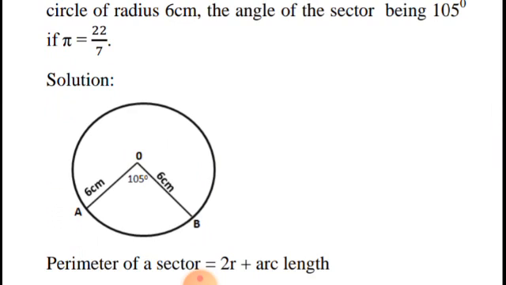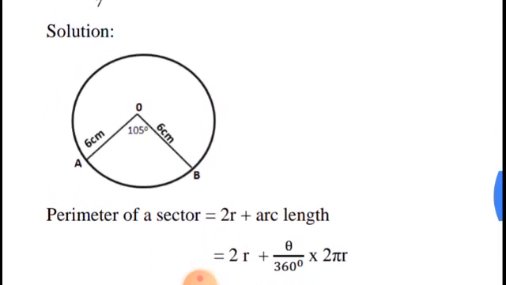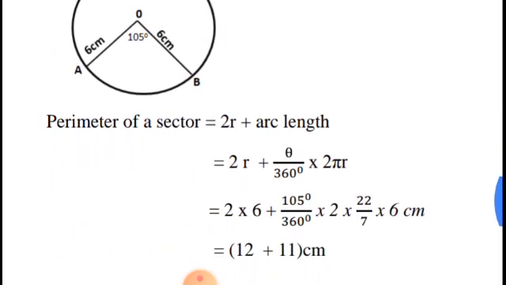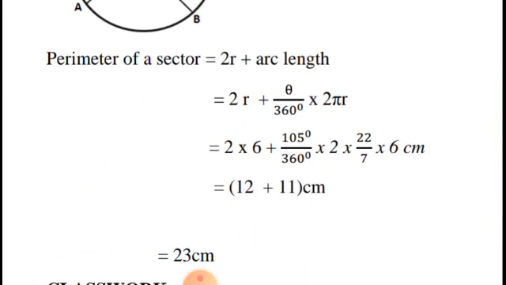That is the formula that is used to calculate the perimeter of a sector. So all we need to do is substitute, since the information needed is given. Our R is given to us. But before we continue, we need to understand that arc length is the same thing as theta over 360 times 2 pi R. So if we substitute, our 2R will be 2 times 6, then theta over 360 times 2 pi R will be 105 degrees over 360 times 2 times 22 over 7 times 6. Now altogether, that will give us 12 plus 11, which is 23 centimeters.